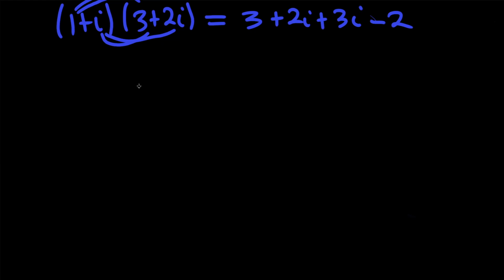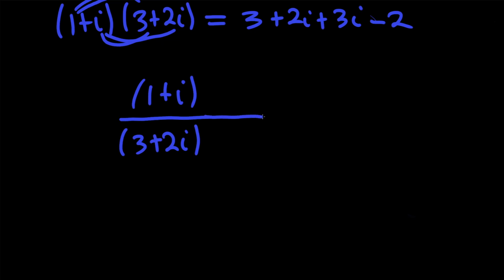So let's say we want to do 1 plus I divided by 3 plus 2I. Okay, so in order to do this, we're going to multiply the numerator and the denominator by the conjugate of the denominator. So the conjugate of the denominator is 3 minus 2I because we need to flip the sign of the imaginary part. So we're going to multiply the denominator by 3 minus 2I and the numerator by 3 minus 2I. Now notice that I'm allowed to do this because 3 minus 2I over 3 minus 2I is equal to 1. So we're just multiplying the original number by 1, which doesn't change the result.